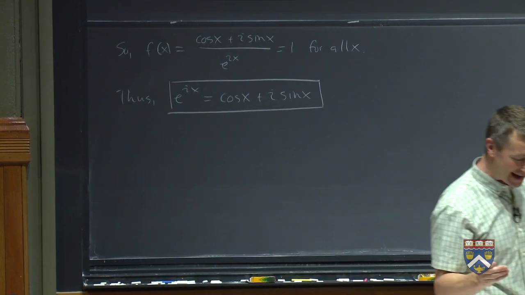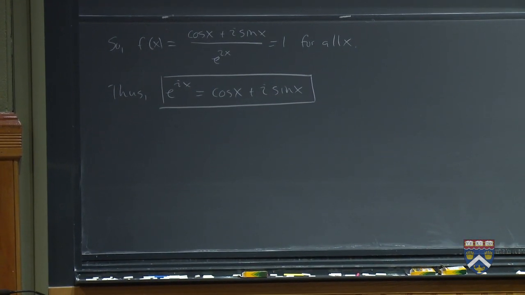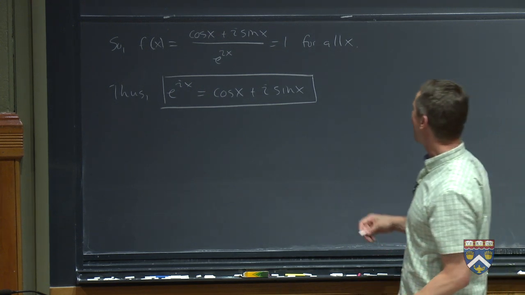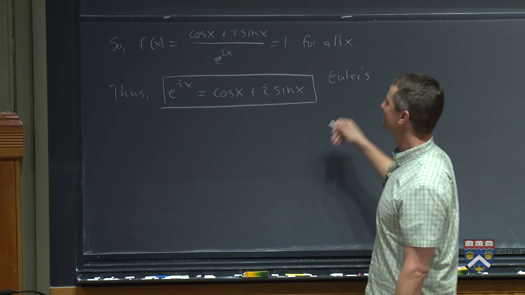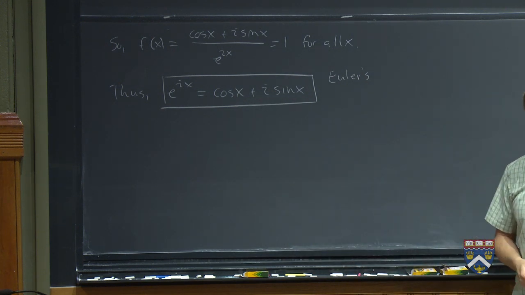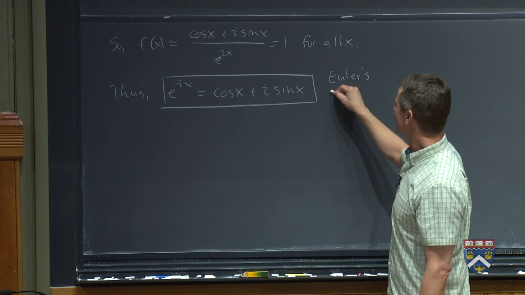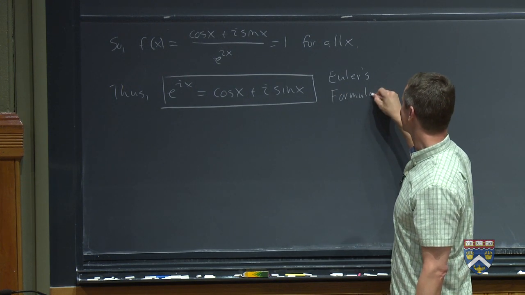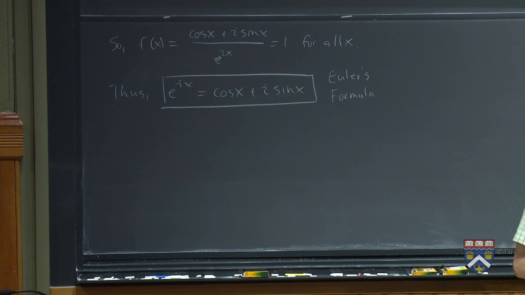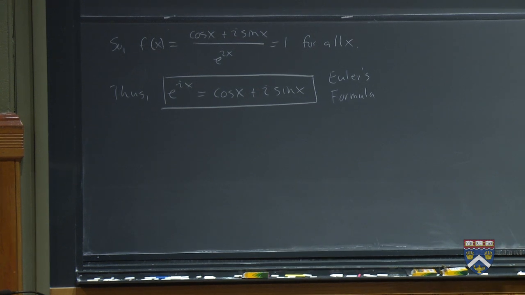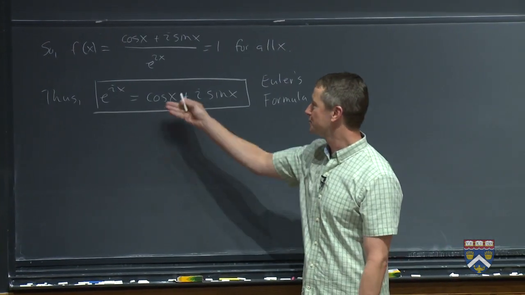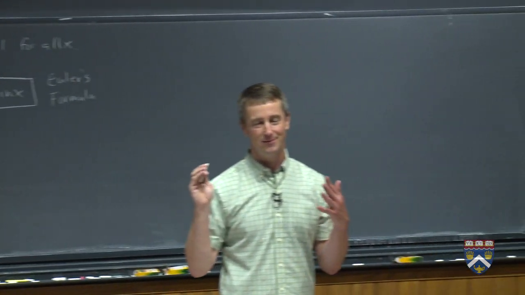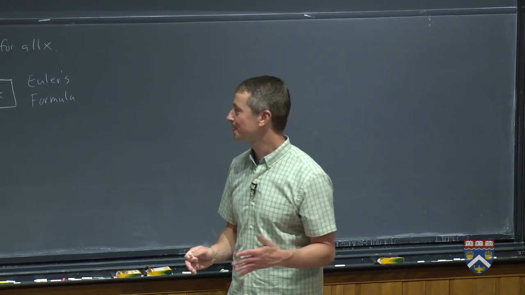This e to the ix, this crazy function that we made up out of our number that we really like, e, and this new number i, turns out to involve our two favorite trig functions. How would you ever guess that? Well, our old friend Euler guessed it. This is called Euler's formula, one of many things named after Euler. One of the most famous formulas in mathematics, certainly. A way to relate our exponential function and this number i to our two favorite trig functions. How would you ever think in advance that that would happen?